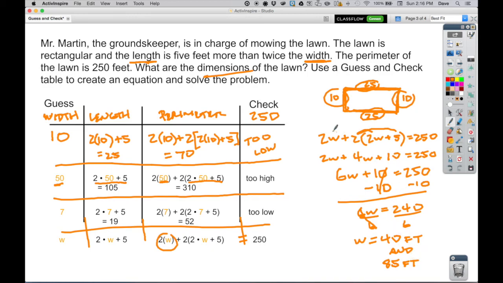Okay, but again, what I want you to focus on is how we got to here. This is what we want to get better at. Okay, it's coming up with the equation based on the guess and check pattern.